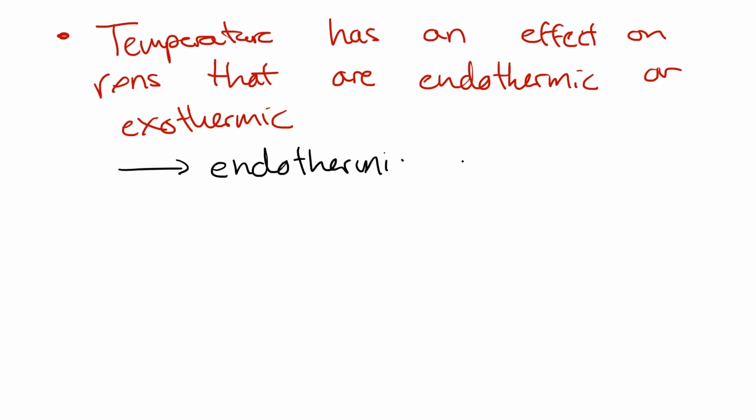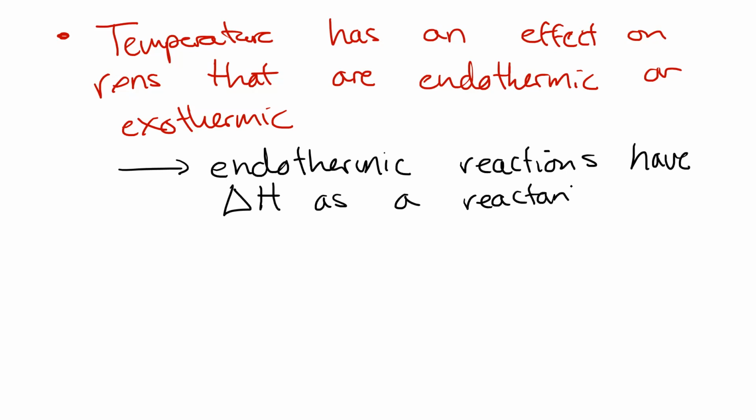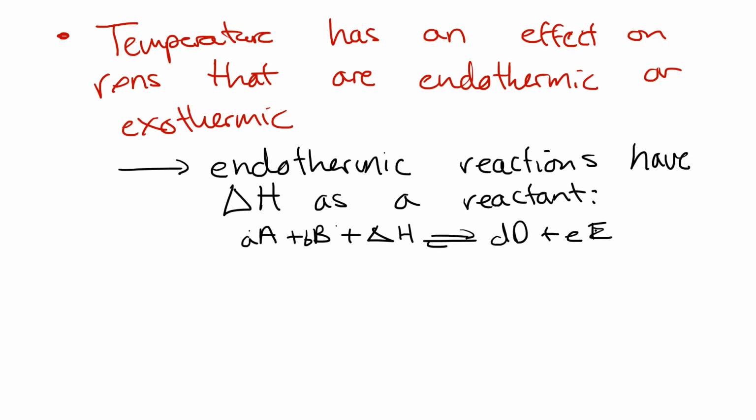Endothermic reactions have delta H as a reactant. So it becomes AA plus BB plus delta H in equilibrium with DD plus EE. Now think about the whole previous explanation I just gave you. If delta H is a reactant, then adding heat to an endothermic reaction will drive it toward product. Removing heat will drive it toward reactant. Okay, does that make sense?